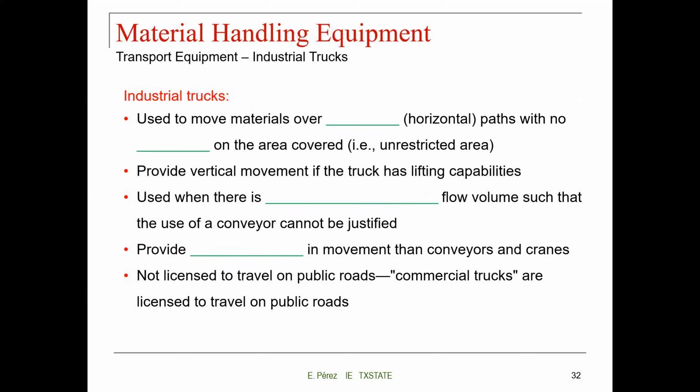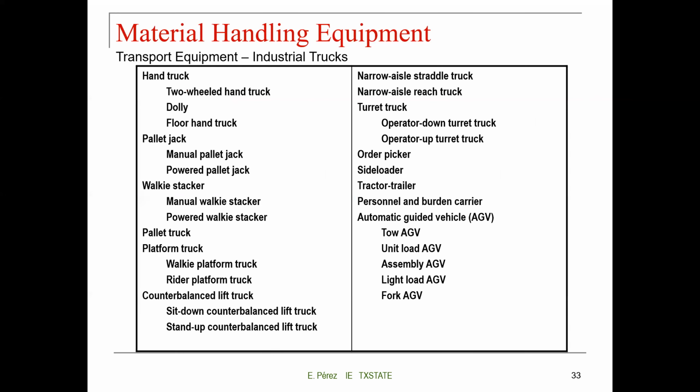So in terms of industrial trucks, these are used to move materials over variable horizontal paths with no restrictions on the area covered. They provide vertical movement if the truck has lifting capabilities. They are used when there are insufficient or intermittent flow volumes, such that the use of a conveyor cannot be justified. They provide more flexibility in movement than conveyors and cranes, and are not licensed to travel on public roads. For example, commercial trucks are licensed to travel on public roads.